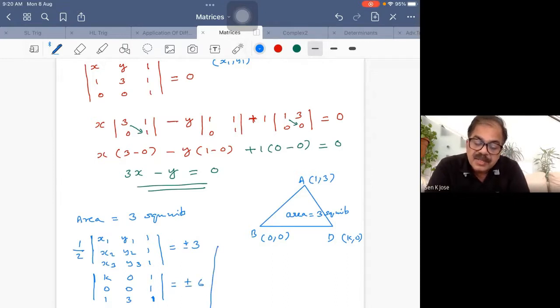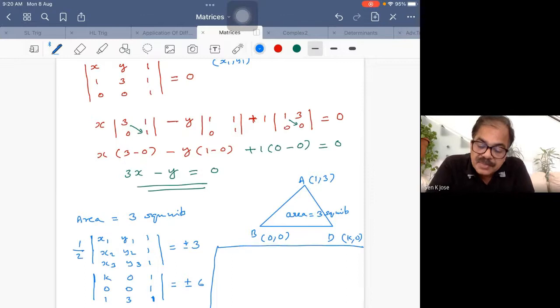So I'm going to expand the determinant now and solve for k. So k into its minor. Now what's the minor of k? So I delete the row and the column it belongs to, cross multiply. 0 into 1 is 0, minus 3. 0 minus 3, minus the second element is 0 here. So I don't have to worry about its minor. It's going to be anyway 0. So plus 1 into its minor.